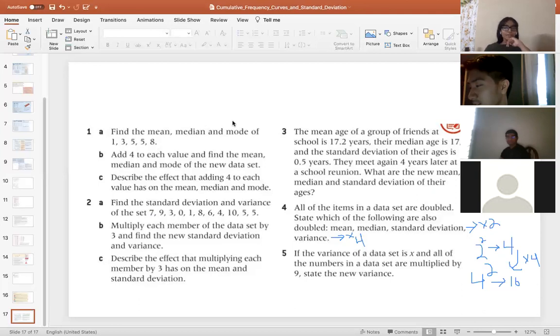Okay. If the variance of a data set is X and all the numbers in the data set are multiplied by 9, state the new variance. So to approach that, the variance of a data set is X. State the new variance.